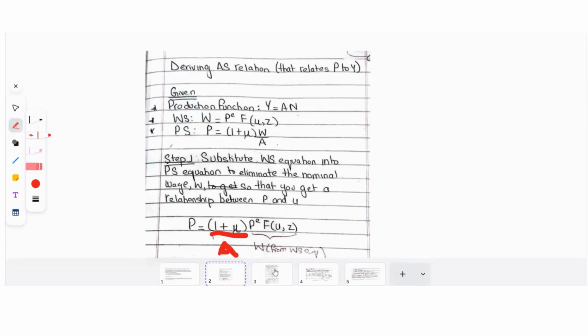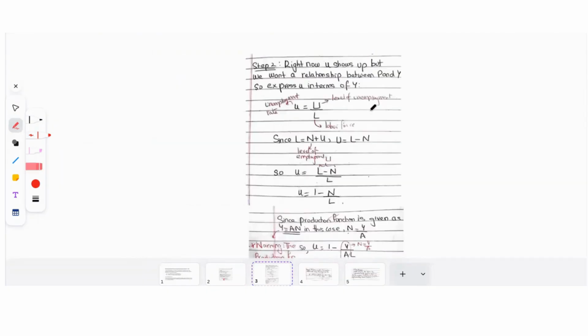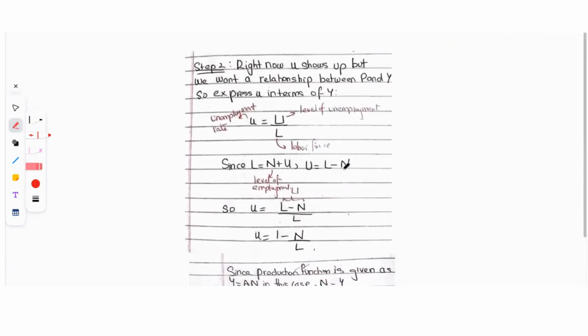We want a relationship between P and Y. So we express U in terms of Y. For that, we keep in mind the unemployment rate U is equal to the level of unemployment divided by the labor force. Now we know the labor force is the level of employment plus the level of unemployment. So from here, I can write the level of unemployment as the labor force minus the level of employment.